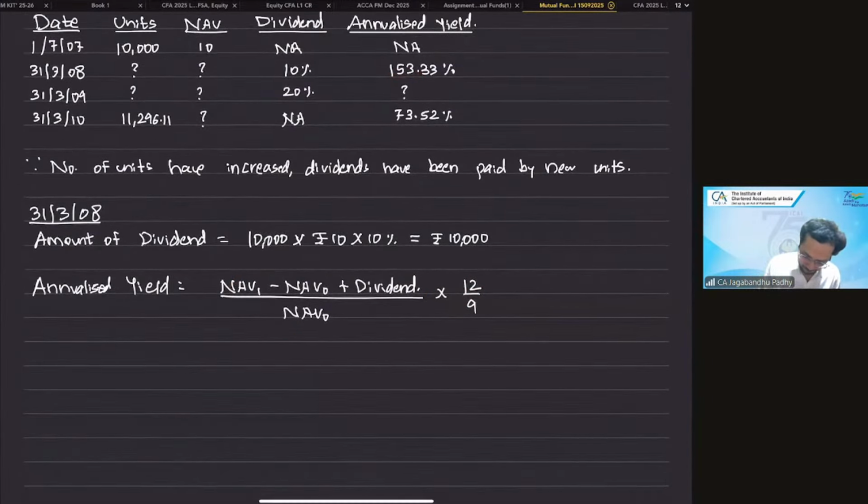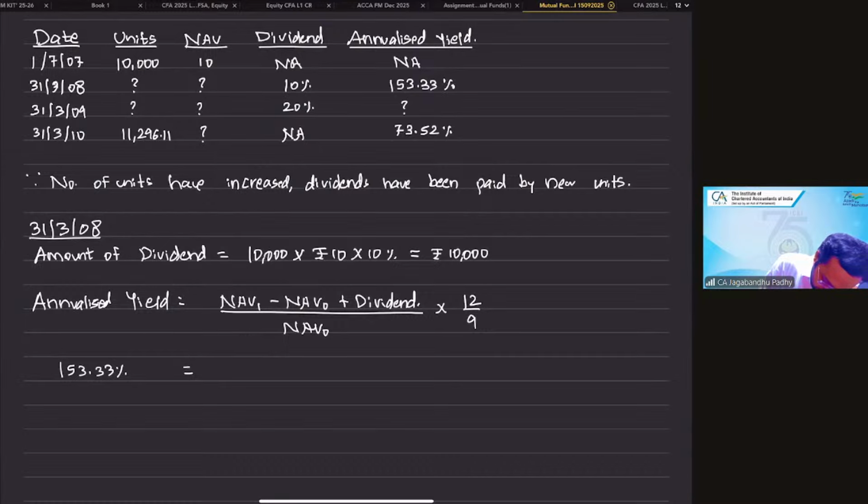Yes, sir. Okay, 153.3. I thought that it's 31st 7. It's 31st March. Yeah, it's my reading fault. It looks like a 7 actually.